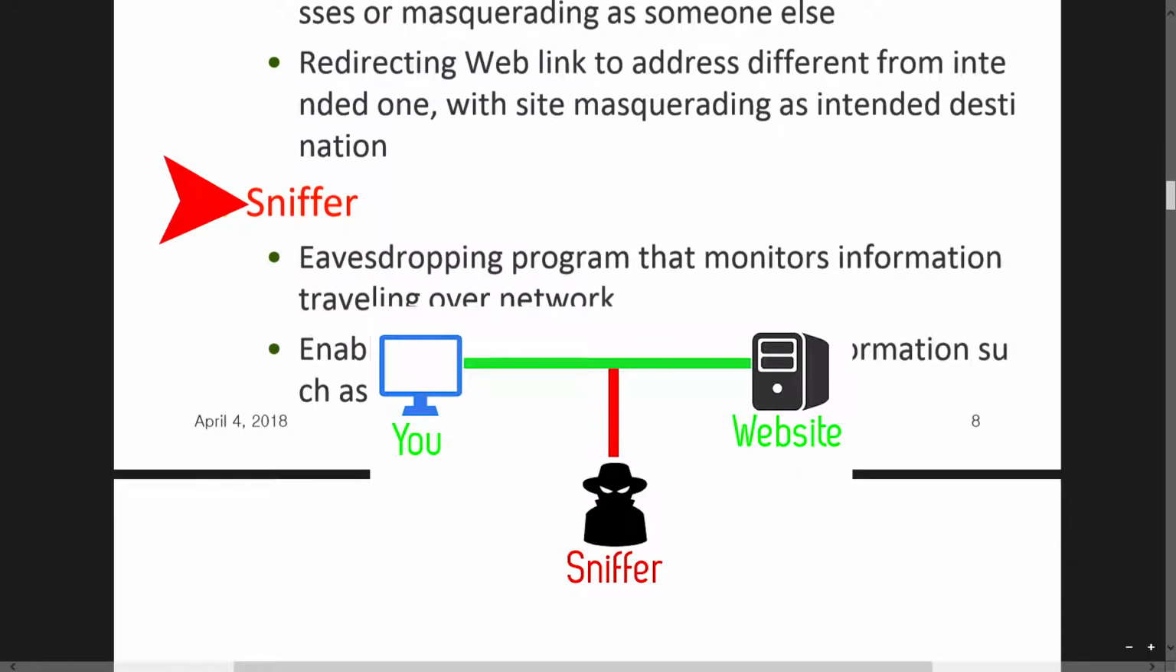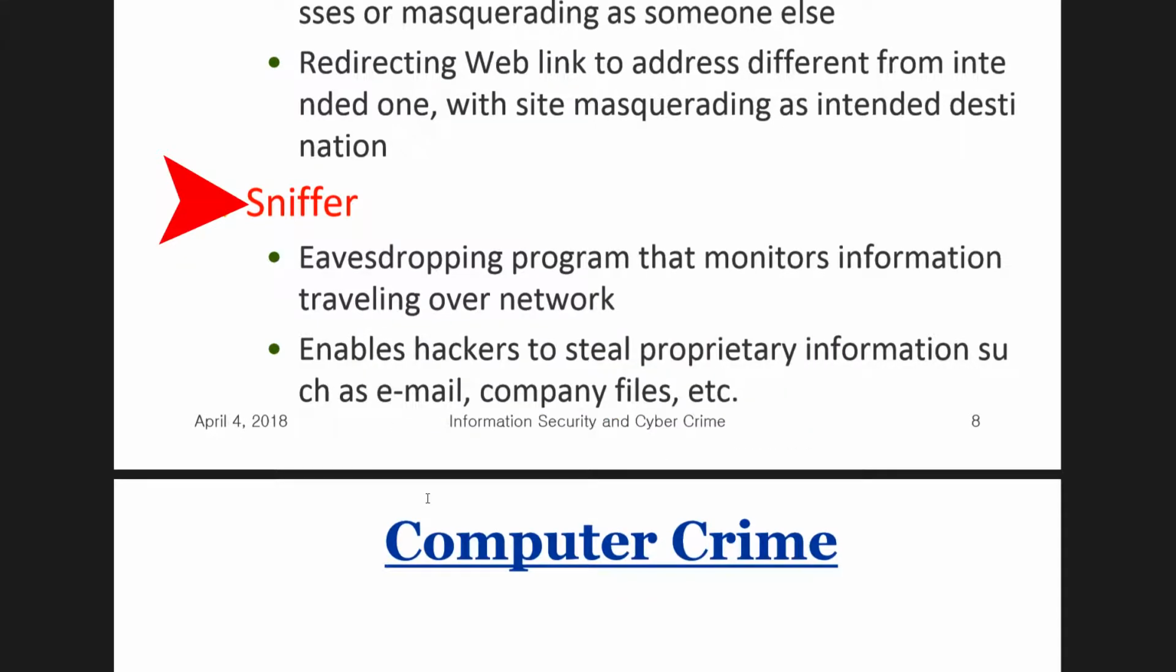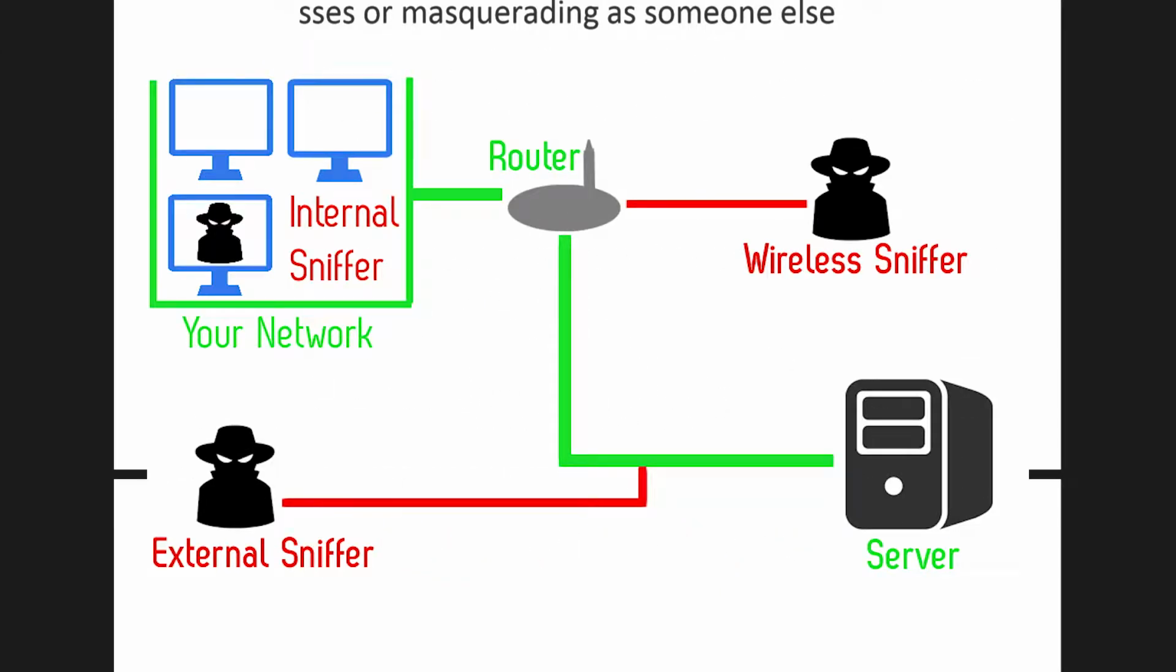A sniffer is an eavesdropping program that monitors information traveling over a network. It will see what you are doing in that particular network, and it will monitor all the things over the network. It is also useful for the hacker. Actually, it enables hackers to steal proprietary information such as email, company files, etc. Because in a total network, all of you are connected. If the hackers understand what is happening in this network and monitor it, they can steal some information from you guys. So this is really harmful for you guys.